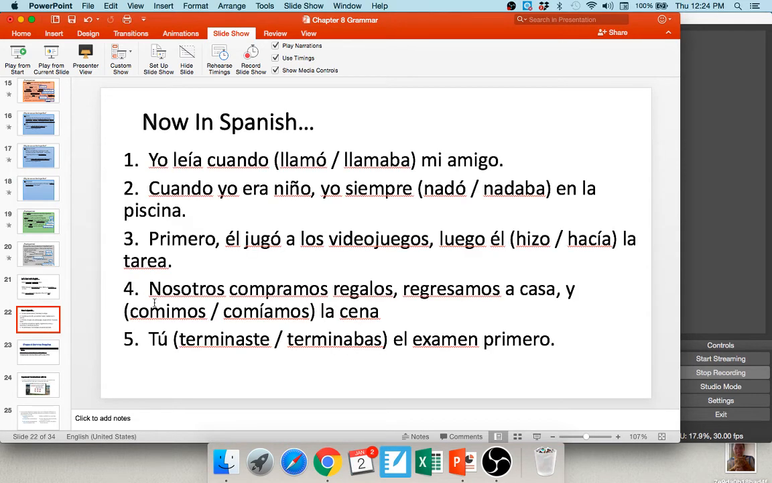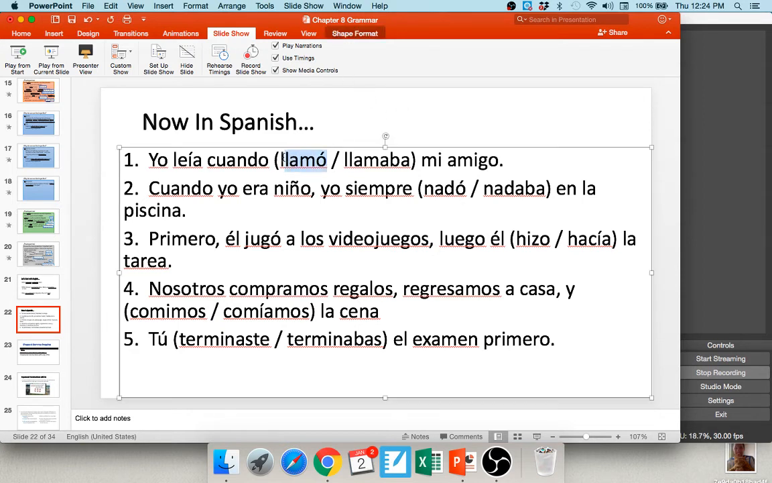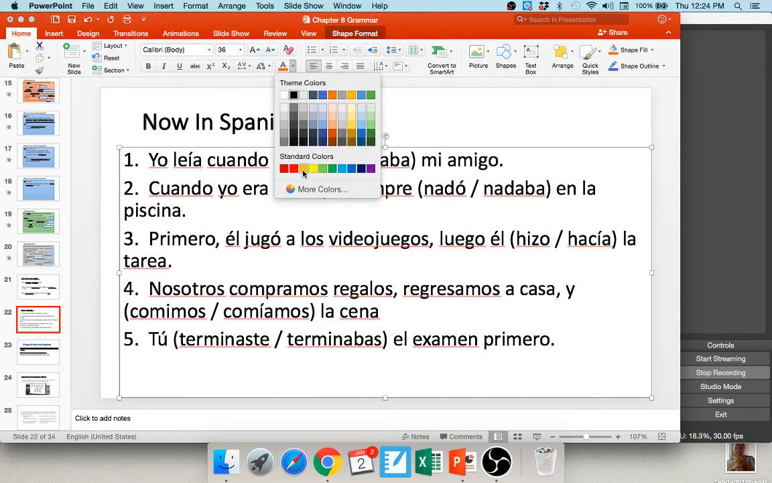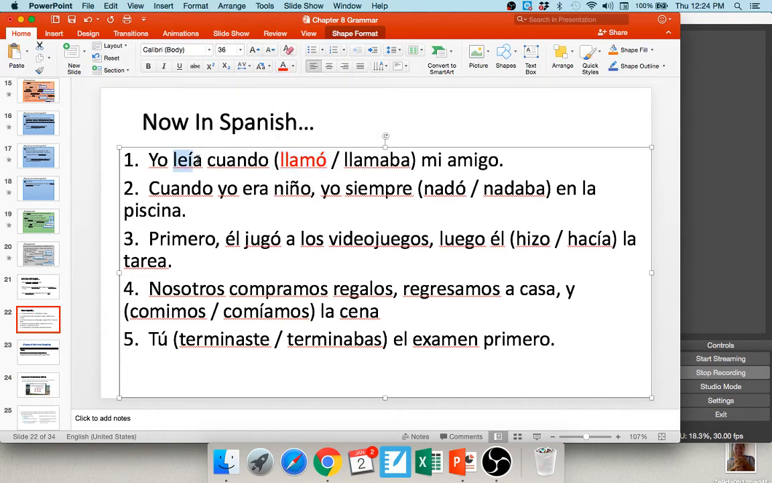Okay, now let's look at this in Spanish. Yo leía cuando blank mi amigo. Yo leía. I was reading cuando blank mi amigo. I was reading when my friend called. My friend only called once. This is the preterite. It is the interrupting action. So ongoing, leía, in the imperfect, I was reading when he called. Interrupted my reading. Let's look at one more, and I'm going to let you try.